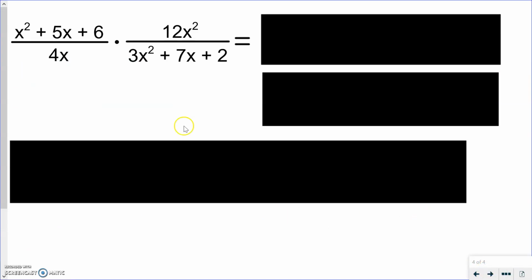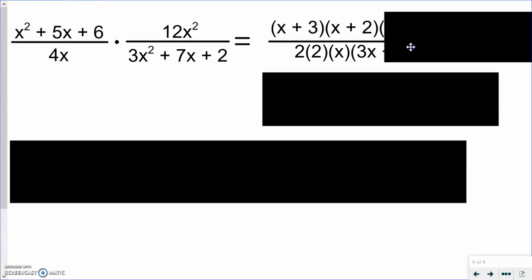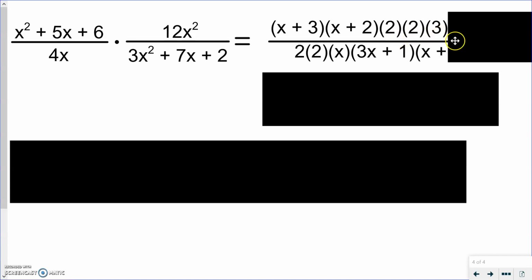Let's try one more. Here's the problem, that times that. Step 1, factor everything. This top has no GCF, but you can factor that trinomial. I do guess and check, so x, 3, 2, then it was plus plus. 12x squared. 12 you can break down to 2 times 6, but 6 is not prime. 6 is 2 times 3, so that's why you see me writing 2 times 2 times 3. That's 12. Then x squared is x times x.